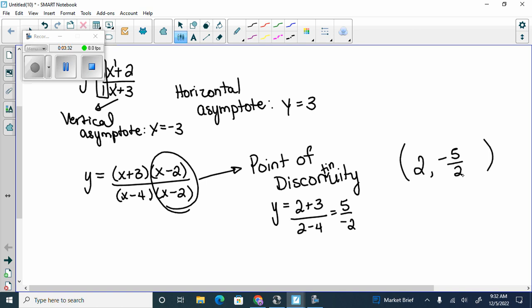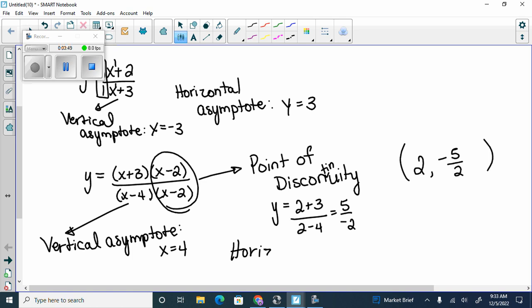Okay. When they're both degree 2, I get a vertical asymptote as well. What's my vertical asymptote at? X equals what? What's my horizontal asymptote at? Yeah, because you took leading coefficients because it's both degree 1.